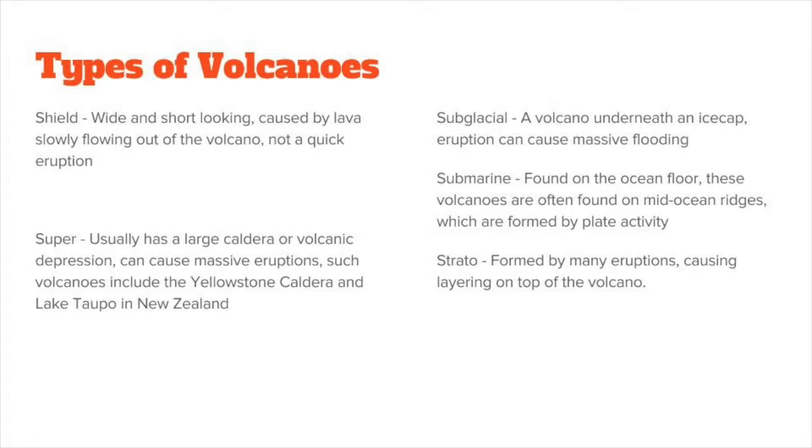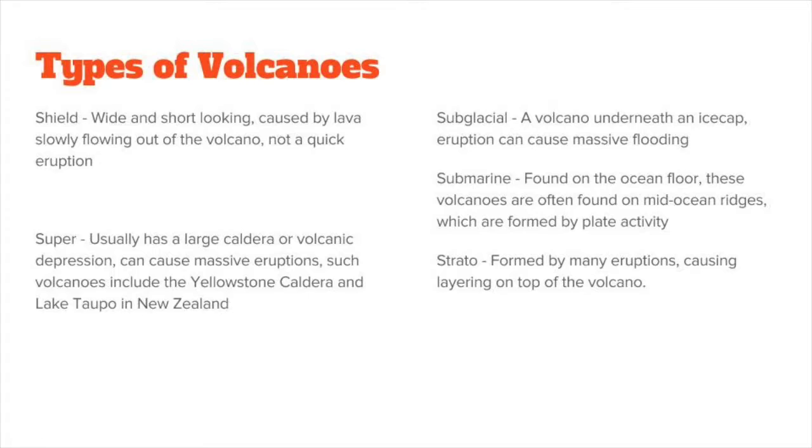There are 5 major types of volcanoes. Shield volcanoes are formed when lava slowly cools on the surface and flows a long distance from the volcanic vent, causing the flat and wide appearance. Supervolcanoes are formed from large calderas, formed when a large magma chamber collapses on itself, forming a depression in the land. These volcanoes are often the largest and are the most likely to cause massive eruptions.